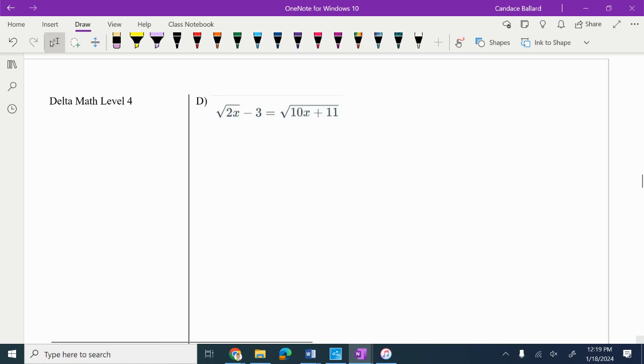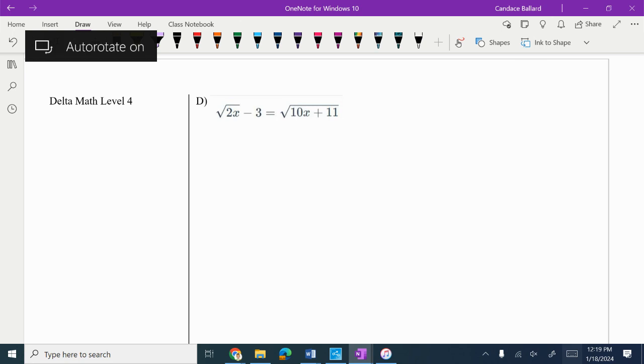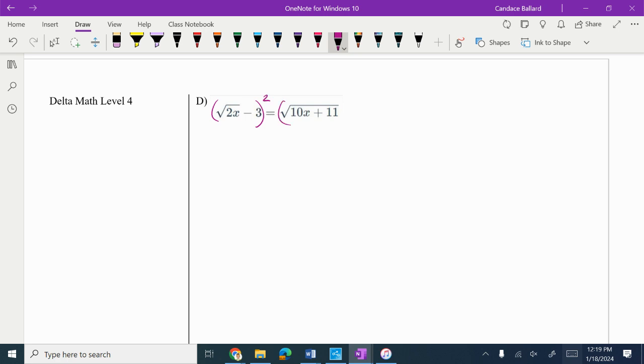In this video, we're going to talk about topic 5.7, and we're going to look at example 1D. So on this, we know in order to get rid of the radical, we need to square both sides. So I'm squaring this side, and I'm squaring this side. Whenever I see the squared on something like this, I need to write it twice.